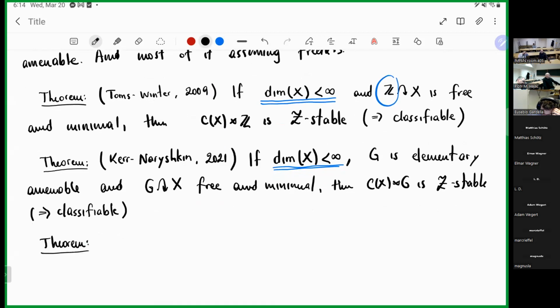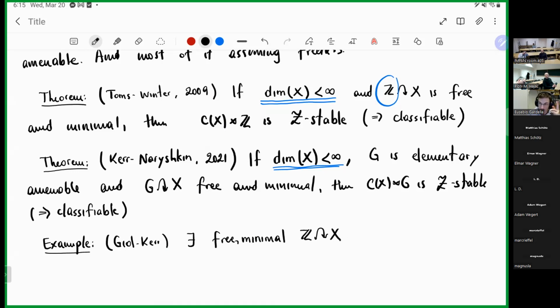But before I tell you the answer is yes, let me tell you this, because it is the way that it historically happened. If you drop the assumption of finite dimensionality, you may get something that is not Z-stable. This is an example of Giol and Kerr. They show that there exist minimal actions of Z on spaces X that are necessarily infinite dimensional, such that the cross product is not Z-stable.